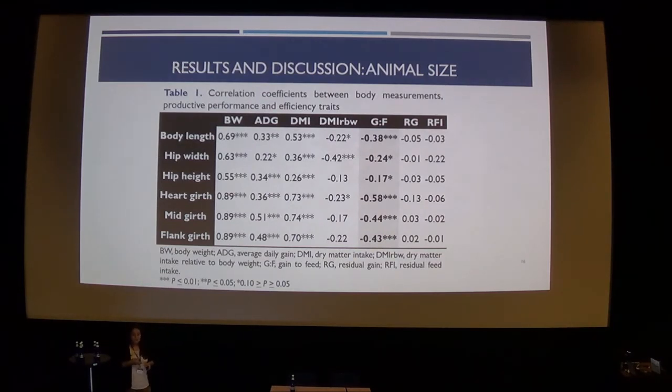So we can see that the positive associations between all the animal size traits with body weight, average daily gain, and dry matter intake is once again reinforcing that high association of animal size traits with eating capacity of the animals. But I would like to have your attention focused on the highlighted column that is showing the negative associations between gain of feed and all the animal size traits. And also note that there is a lack of associations between animal size and residual gain and residual feed intake.